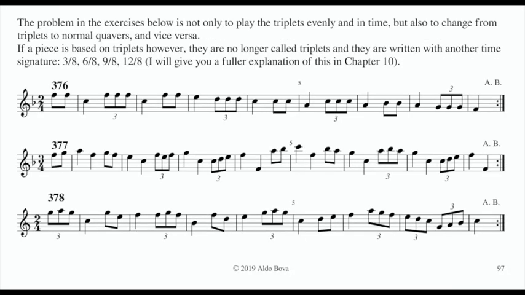The problem in the exercise below is not only to play the triplets evenly and in time, but also to change from triplets to normal quavers and vice versa. If a piece is based on triplets, however, they are no longer called triplets and they are written with another time signature: 3/8, 6/8, 9/8, 12/8. I will give you a fuller explanation of this in chapter 10.